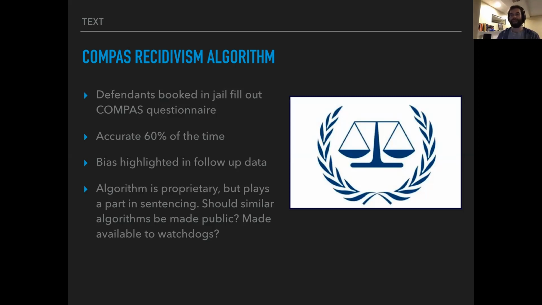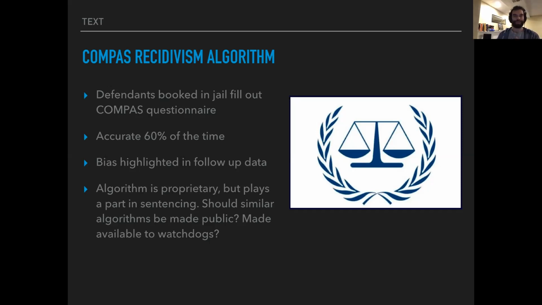But when you look at data from a 2-year follow-up period, bias starts to be highlighted. And this comes through in Black defendants who did not reoffend within a 2-year period. They're almost twice as likely to be misclassified as a high risk to reoffend as compared to their white counterparts. And the flip side of that was white defendants who did reoffend within the next 2 years were mistakenly labeled as low risk almost twice as often as Black reoffenders.